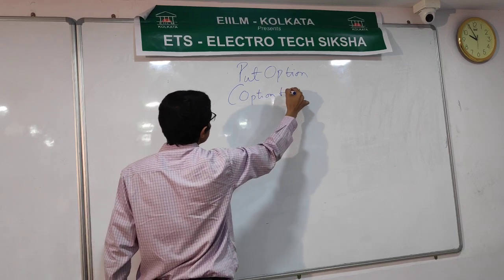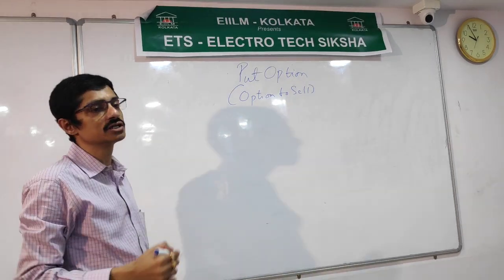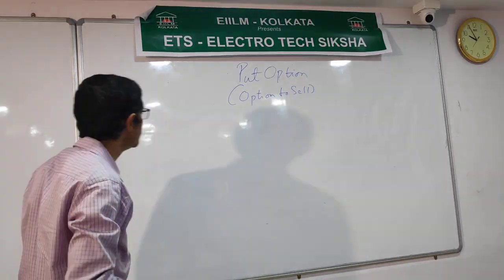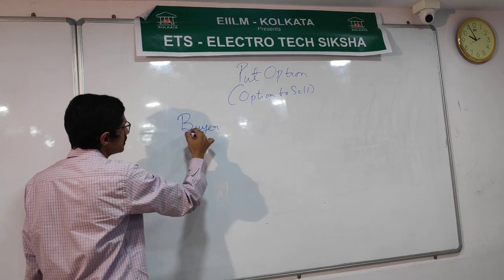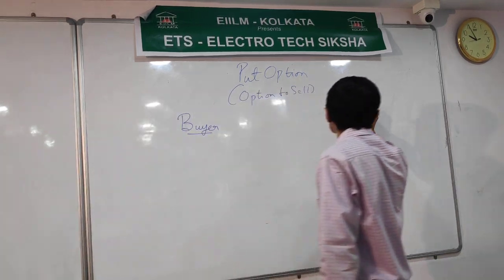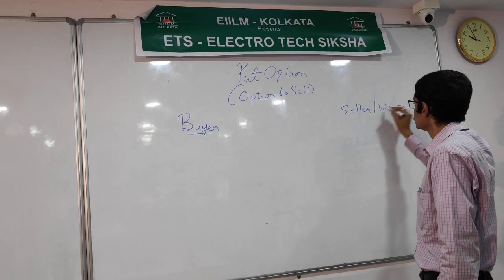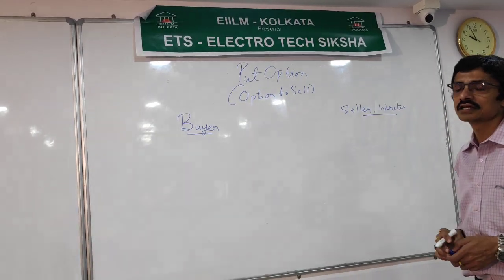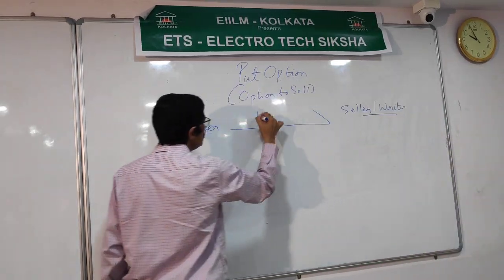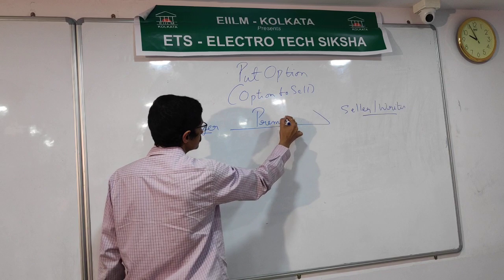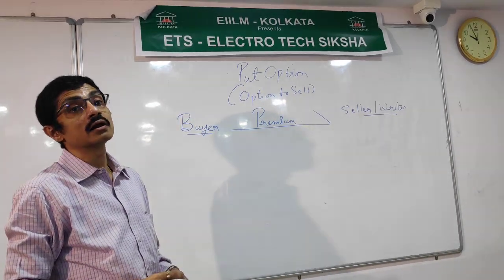Option to sell a particular instrument, which can be a commodity, a currency, or equity. So here also a buyer is there and the seller or the writer of the put option is there. Now what is happening in this agreement? The buyer is paying the premium to the seller, and in turn he is getting a right.